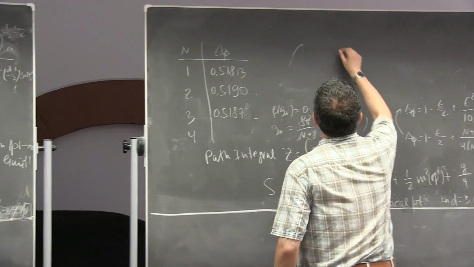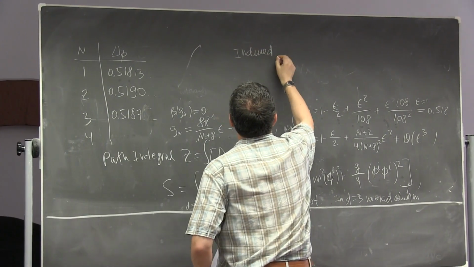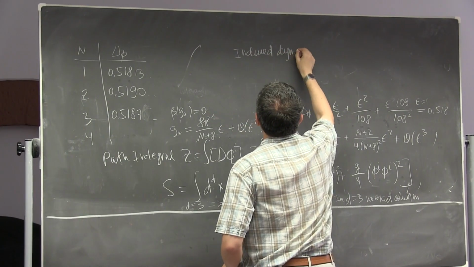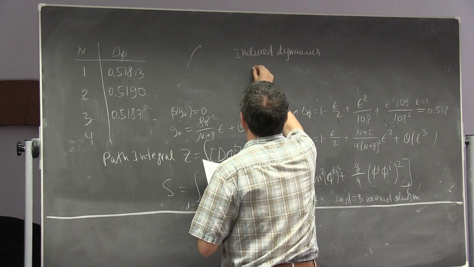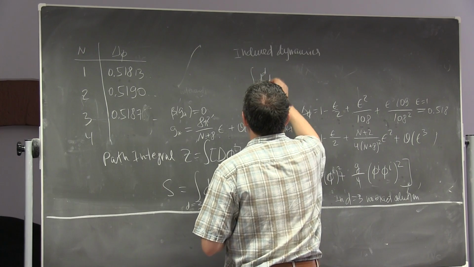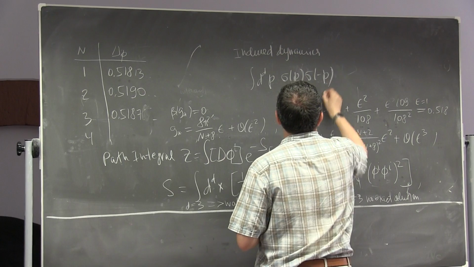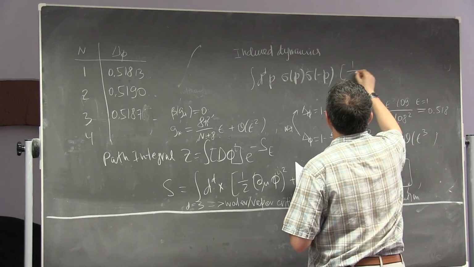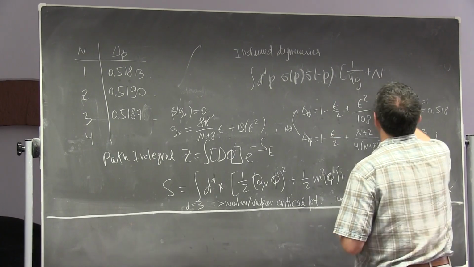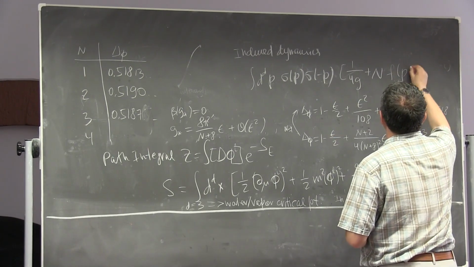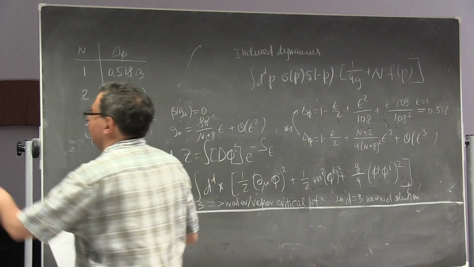So the induced dynamics for sigma gives us the following. So it's integral d^d p, sigma of p, sigma of minus p. There will be 1 over 4g plus n times some function of momentum. Okay? And this function I wrote down here.